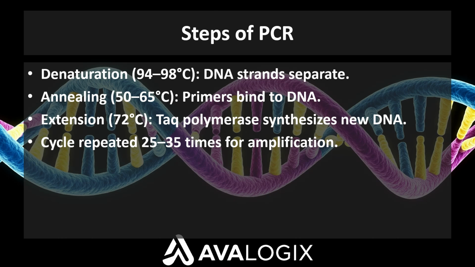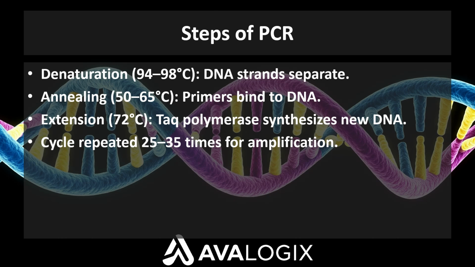Annealing at 50 to 65 degrees Celsius. The reaction is cooled to allow primers to bind, or anneal, to their complementary sequences on the single-stranded DNA. The precise temperature depends on the primer's melting temperature, Tm, which is determined by its sequence and length. If the temperature is too low, primers might bind nonspecifically; too high, and they may not bind at all.